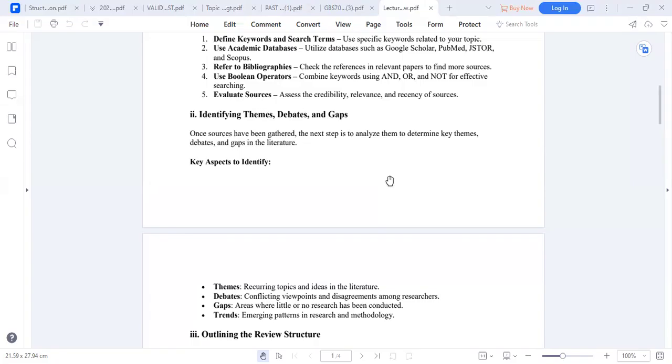And also trend analysis. You need to look at the patterns of research and methodology. Look at what research methodology was used, all right? And the emerging patterns that are there.